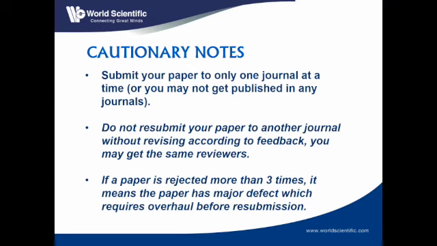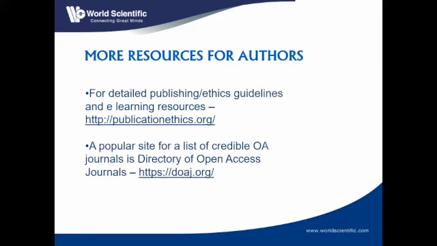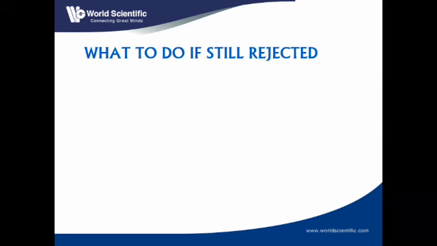And also do not resubmit your paper to another journal without revising according to the feedback. You may get the same reviewers. This is something we mentioned before. If a paper is rejected more than 3 times, it means the paper has a major defect, which requires an overhaul before resubmission. And here are some online resources, like the publishing ethics guidelines and reliable OA journals that you can submit to.